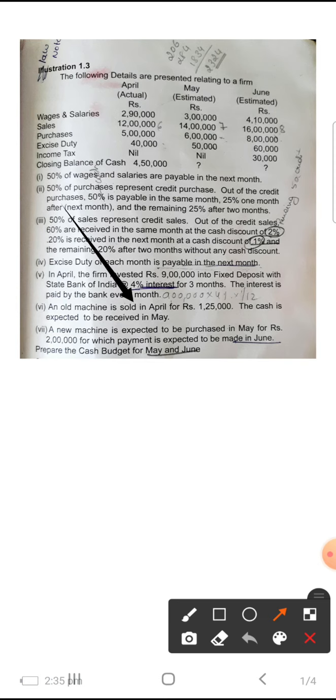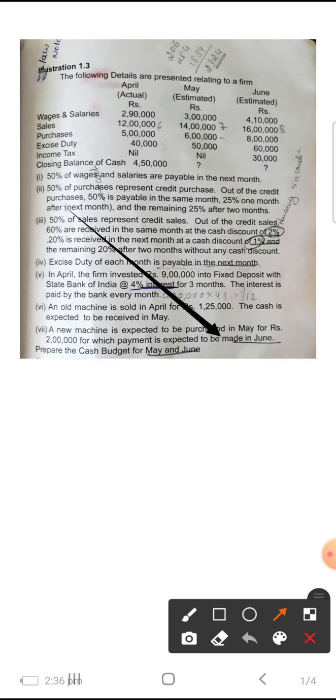We have to calculate. Old machine was sold in April for rupees 1,25,000. Cash is expected to be received in May. So in May they will get the sale proceeds of the furniture sold in April. A new machine is expected to be purchased in May for rupees 2 lakh, for which payment is expected to be made in June. They have purchased new machinery in the month of May. Payment is made in the month of June. Now cash budget is prepared for the months of May and June. 2 months cash budget is prepared.